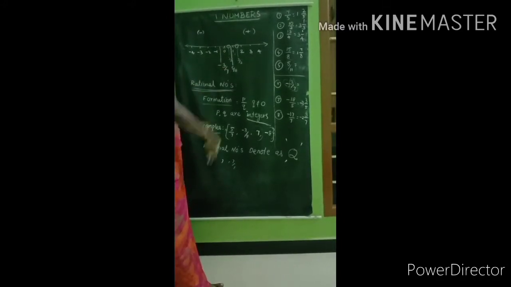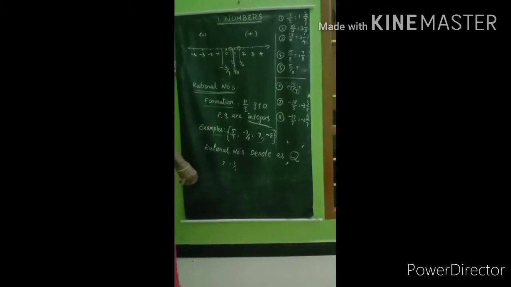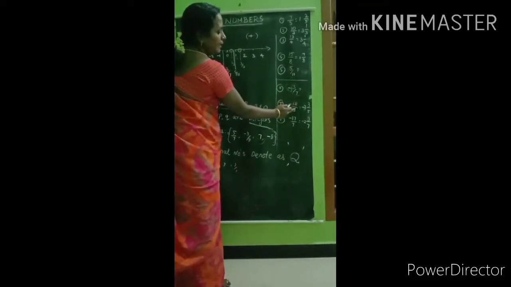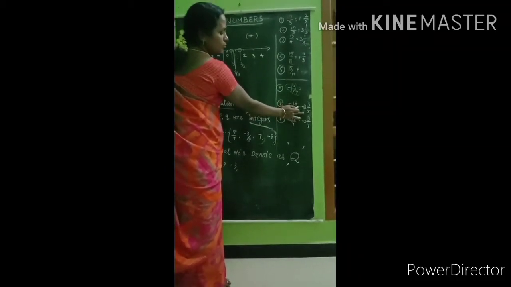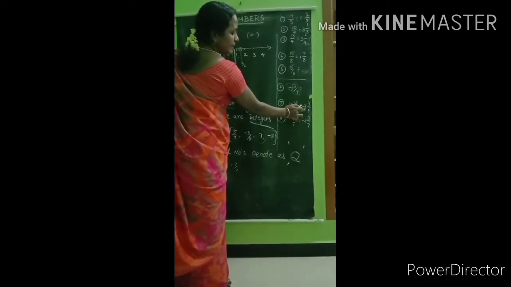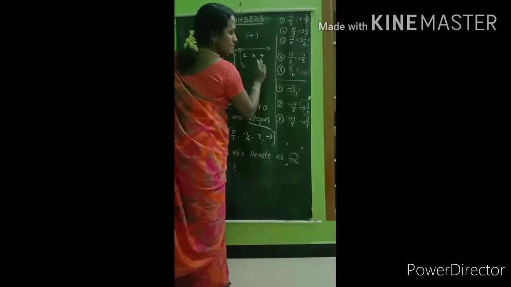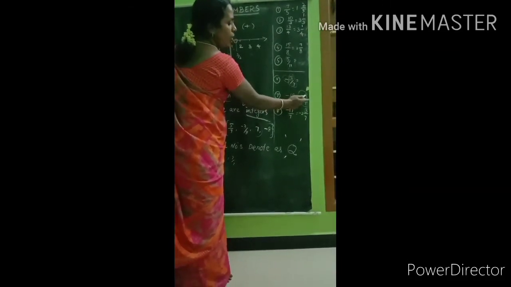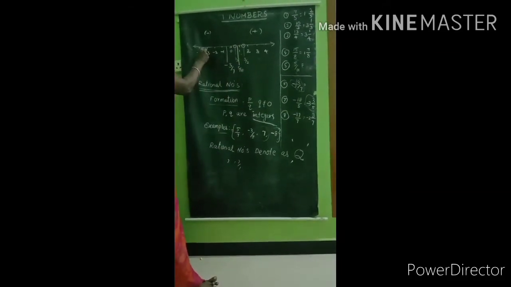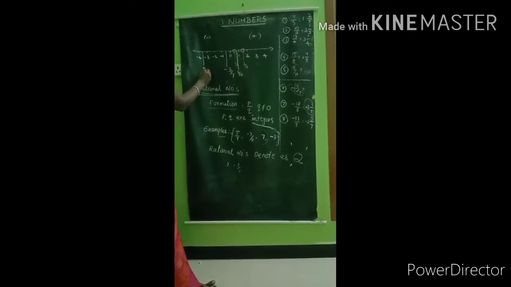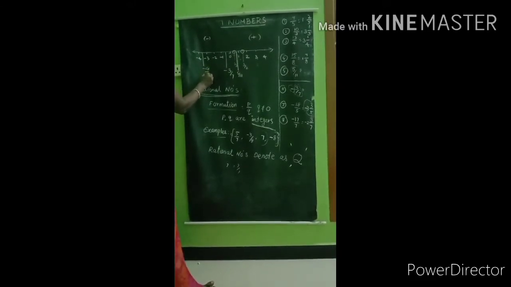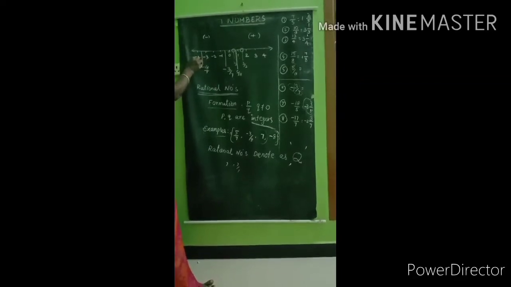Then the second one: minus 18 by 5 changes to the mixed fraction minus 3 3 by 5. So this number lies between minus 3 and minus 4. That is, minus 18 by 5 lies between minus 3 and minus 4.